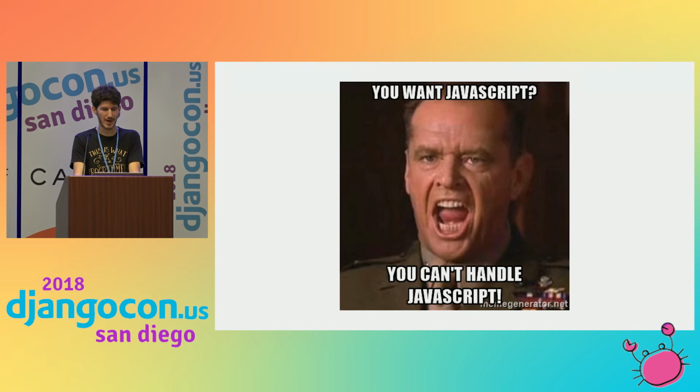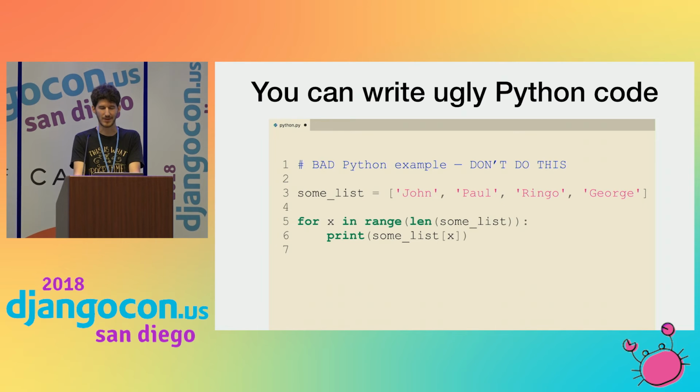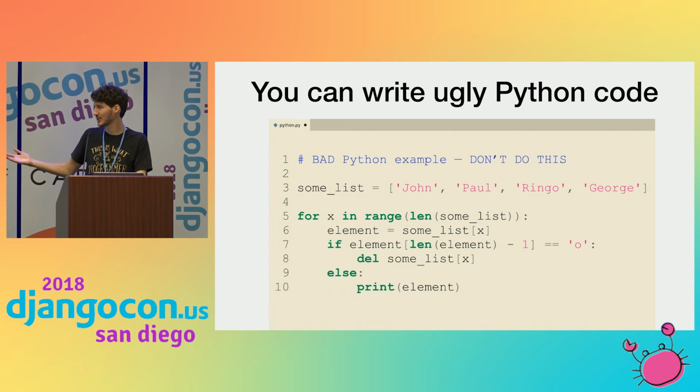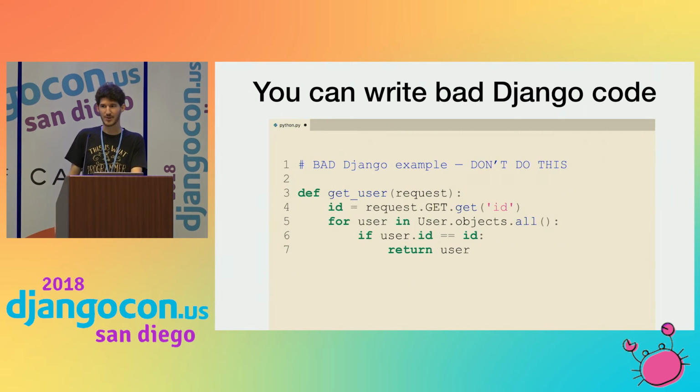So for example, let's look at Python. You can write ugly Python code. There's nothing stopping you from doing this, and it's valid code. But you wouldn't do that. Even worse, you wouldn't do that, because you're messing up the iteration. But there's nothing stopping you from doing it. You just learn how to not do it. And since we're at a Django conference, I've seen that in one pull request one time. You wouldn't do that. But there's nothing stopping you from doing it. The language allows you to do that.